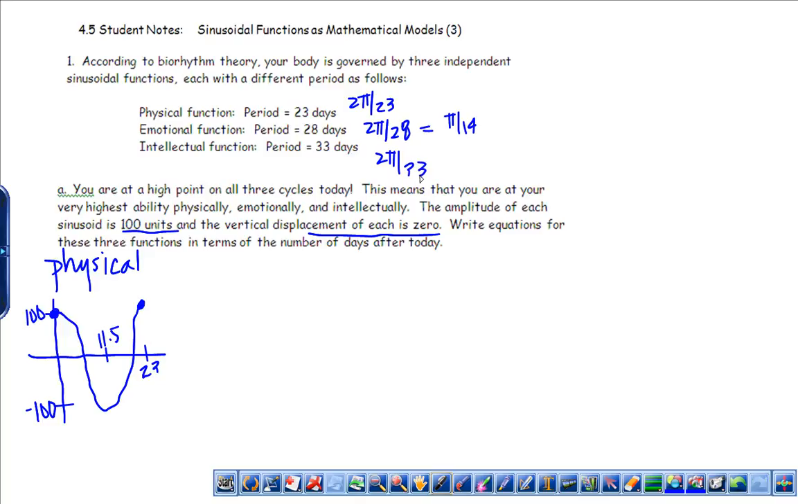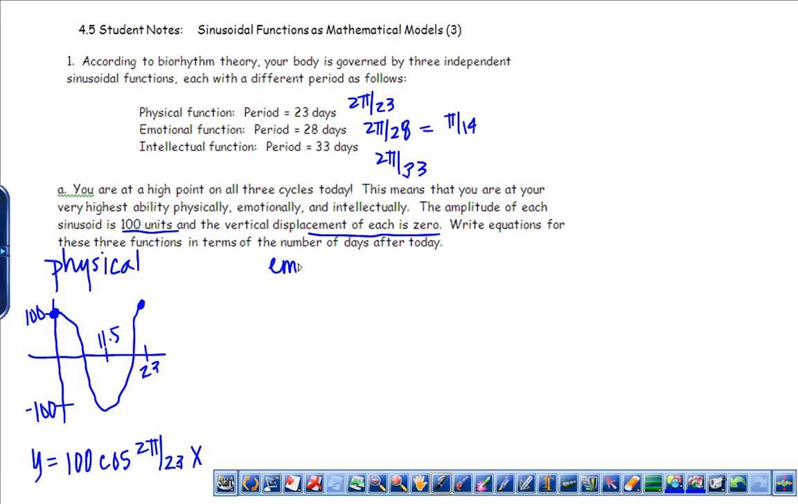So I can go ahead and write my equation for everything after I got it. y equals, I don't have any shift up or down, so that's going to be 100 for my amplitude. I'm going to write this as a cosine. This was 2 pi over 23. And this is going to be an x value for my radians.